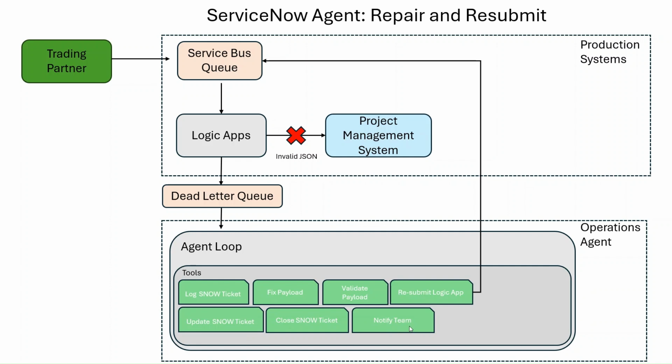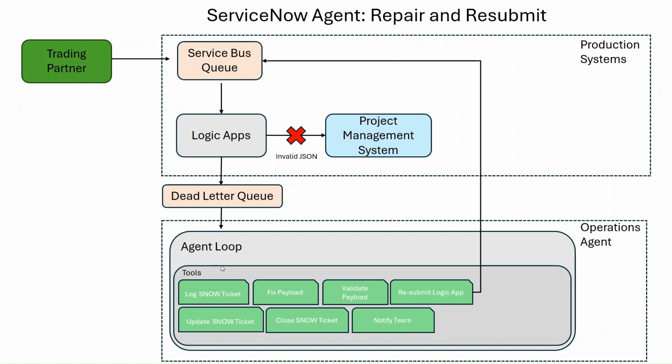So what will happen is the message will be received, and it'll try to be processed against the project management system. If there's invalid JSON, this message will be put into a dead letter queue, where the agent loop will go ahead and dequeue the message from there.